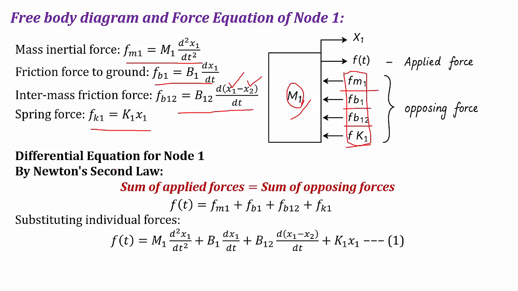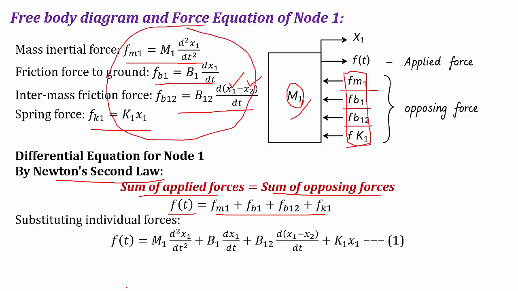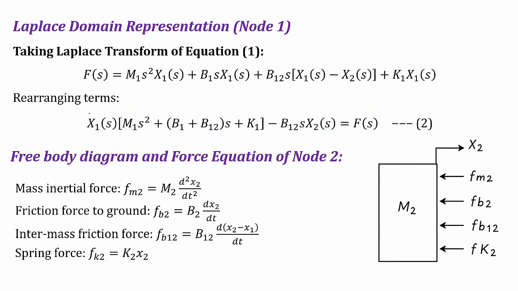Now we are going to write the differential equation of node 1 based on Newton's second law of motion, where applied force is equal to opposing forces. So applied force here is f of t, and opposing forces are as we have mentioned in the diagram. Now we are going to substitute the equations which we have found here. By substituting these equations, we will get f of t, and we are going to represent that as equation number 1. Now we are going to apply Laplace transform.